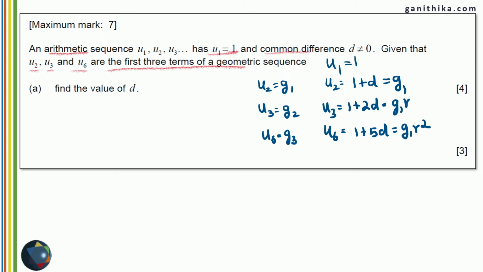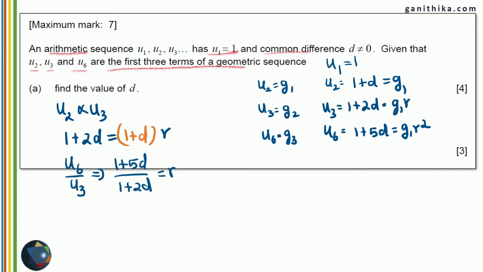We have to solve them simultaneously to find the value of d. The question is finding the value of d. Solve for d using the u2, u3 and u6 equations. So let's continue. First of all, I will use u3 and u2. You can see that u3 is 1 plus 2d equal to g1r, but g1 from u2 is 1 plus d. So I will replace g1 by 1 plus d from u2. This is the new equation I am getting, connecting 1 plus 2d, 1 plus d and r. From u3 and u6, I will divide u6 by u3, which is 1 plus 5d over 1 plus 2d. g1 cancels there. r squared over r gives you r. So we are getting the value of r to be 1 plus 5d over 1 plus 2d. I'll replace this in the previous equation and I'll get this equation.